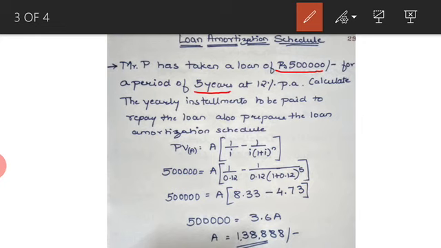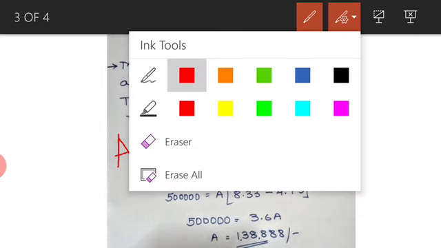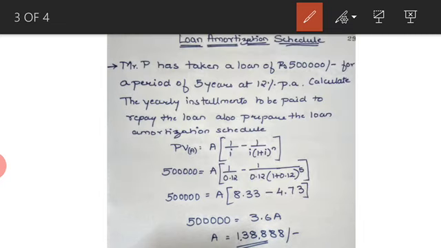For a period of 5 years, so N is 5 years at 12%, so I is 12%. Calculate the yearly installments. Now they have asked you to calculate yearly installments. Now what does yearly installment mean? Yearly installments means you have to find out A. So the present value is given and we have to find out A. That means we are going to use the formula of present value of annuity.